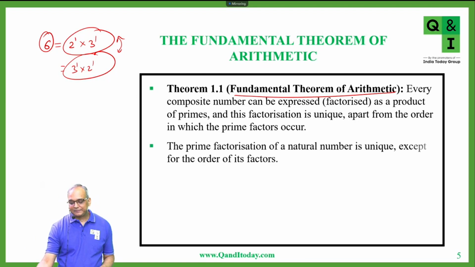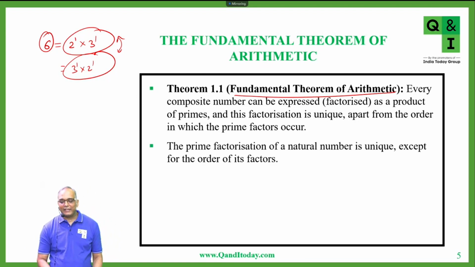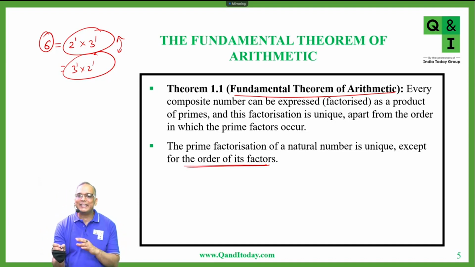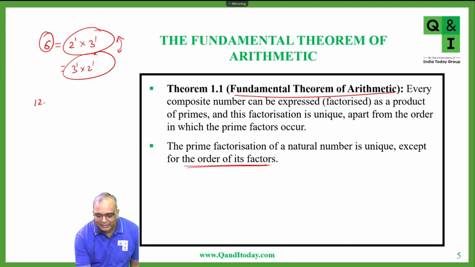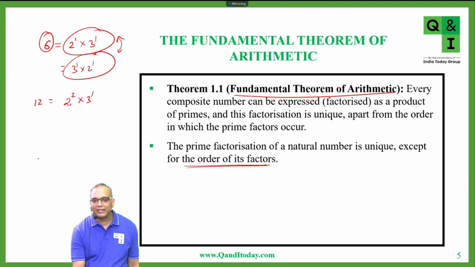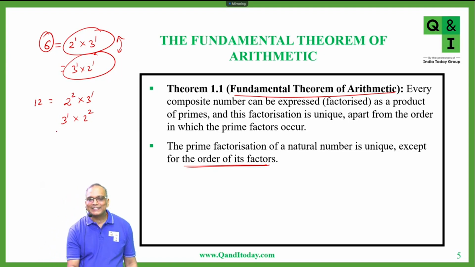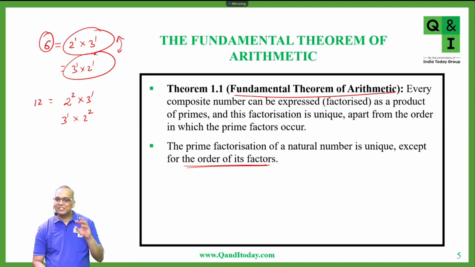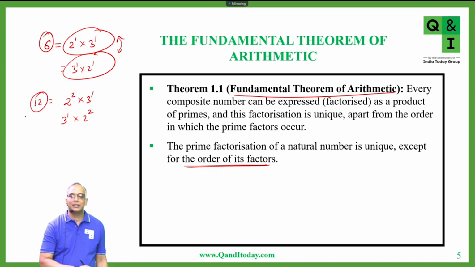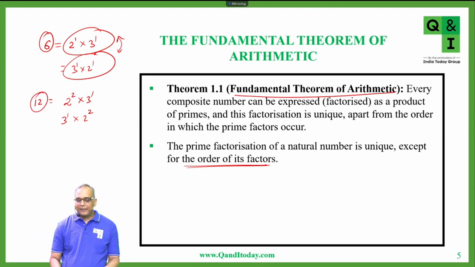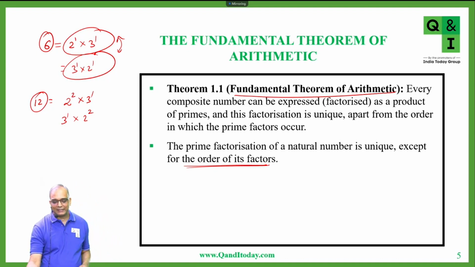Let's move ahead. So prime factorization of a natural number is unique except for the order of its factors. So its order may change. For example, if we have to find the prime factorization of 12, this is 2 to the power 2 into 3 to the power 1. Order can be different. We can also write it as 3 to the power 1 into 2 to the power 2, right? But the factors and their powers are going to be the same, which is unique for every composite number, right? So prime factorization of a natural number is unique except for the order of its factors.